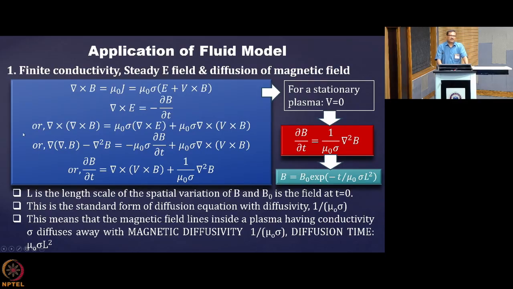Now what we get, you know that Maxwell's equation gives curl B equal to mu 0 into J. Now J is equal to sigma into (E plus V cross B), and we have told that sigma is finite. So we have some appreciable value of sigma. Now you know curl of E is equal to minus del B by del t, always valid. So you take curl of these equations on both sides, then what you get: curl of curl B is equal to mu 0 sigma curl of E, plus mu 0 sigma curl of V cross B.